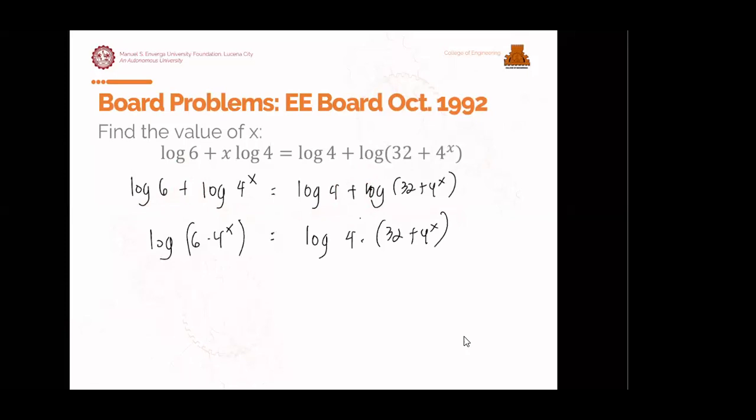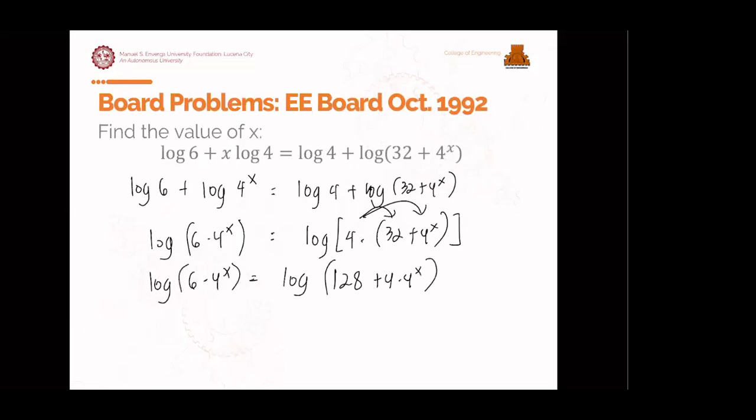Okay? Then we can distribute this one, no? It is inside the logarithm. So this is log 6 4^x is equal to log, how much is this? 4 times 32 is 128, so 128 plus 4^x. Okay? So that is what we have. So if we can add log to a number, we can also eliminate the log, no? So this can be 6 4^x is equal to 128 plus 4 times 4^x.